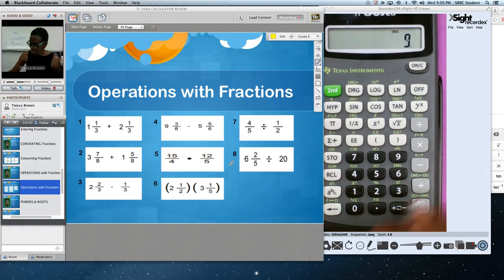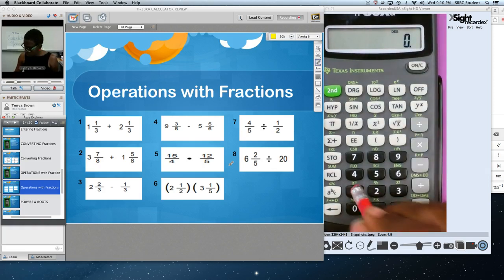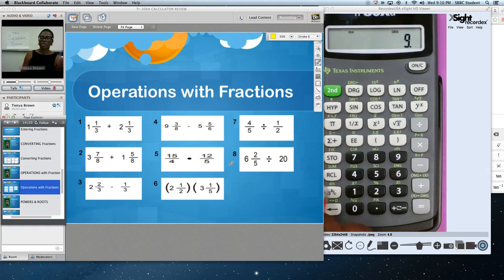Matter of fact, let me try something. I want to see if it switches back for us. If I do 15 fraction 4 times 12 fraction 5 equals, and then I want it to show up as an improper fraction, will it switch back? Nope, because it simplifies for us, so no switching back. Just learned me something. All right, let's do this last one.